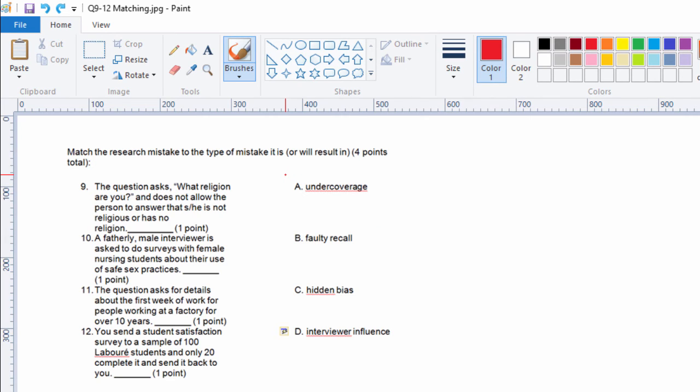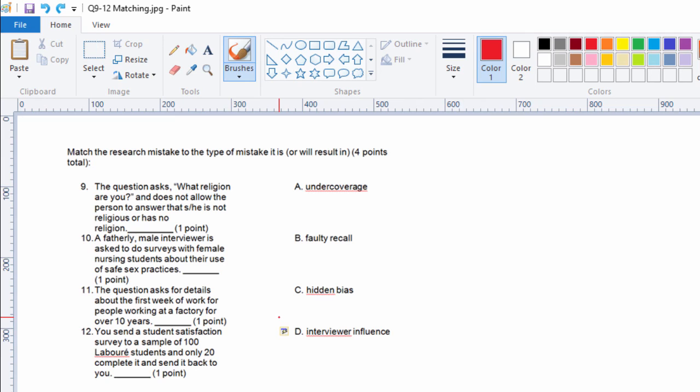Now let's look at the next one, which is faulty recall. Recall means remembering. So if you ask a question and it's too hard to remember the answer, you're going to get the wrong answer. Then let's look at hidden bias. Now that's a little bit different and it's hidden, so it's harder to see. But usually this has to do with how you construct questions and how you put them forth. And then finally we have interviewer influence. And of course you can only have that if you actually have an interviewer involved. So surveys don't have that problem. Okay, let's go on with our questions.